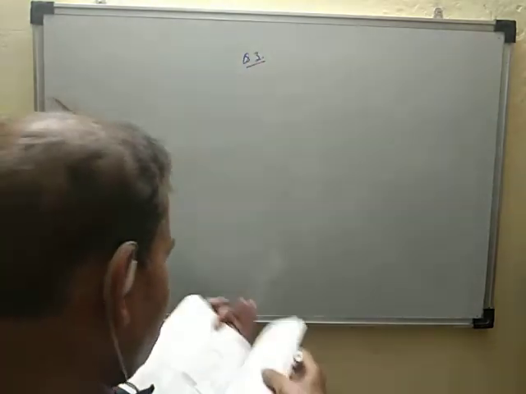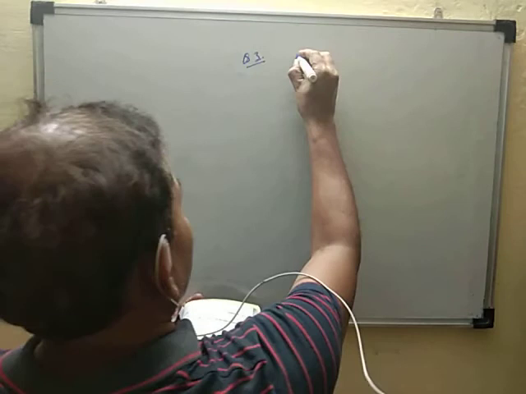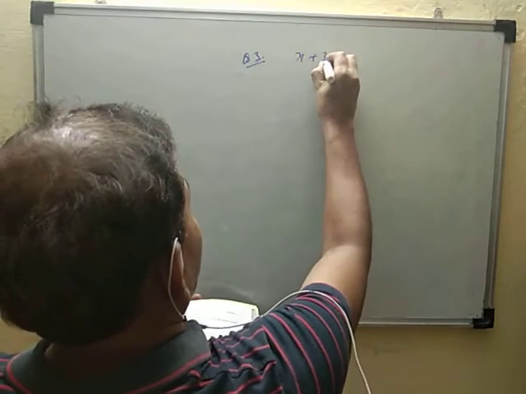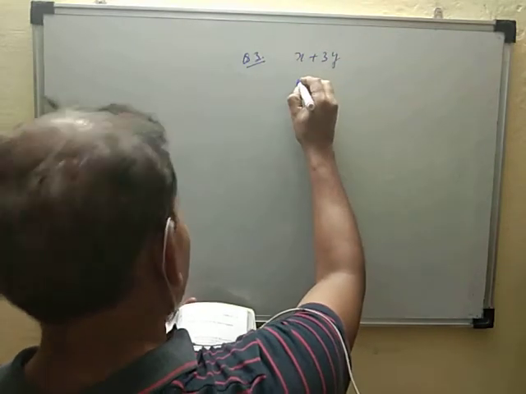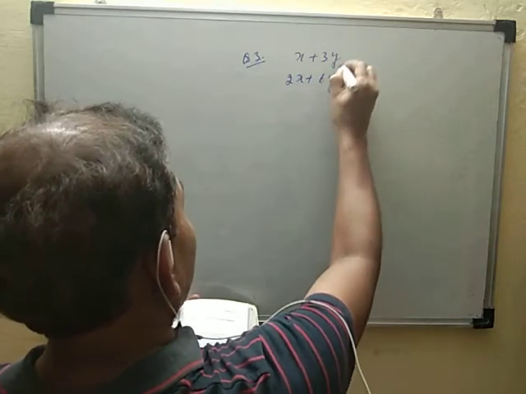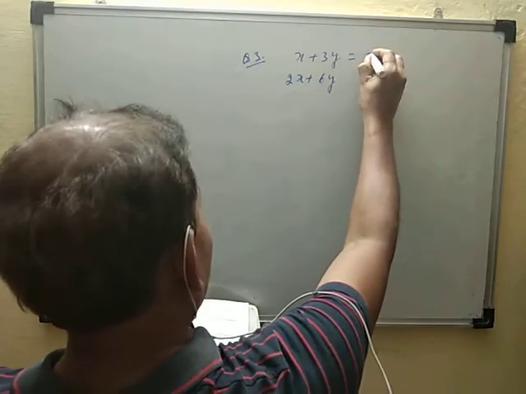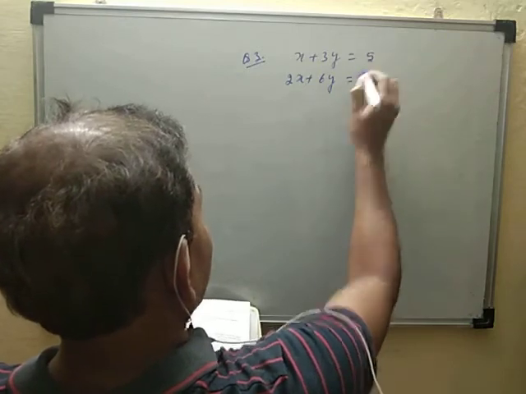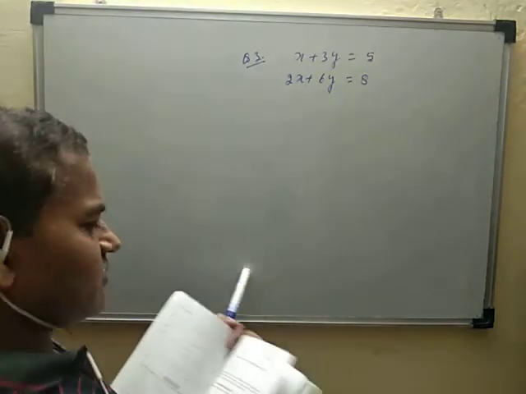Question number 3. The system is x plus 3y equal to 5 and 2x plus 6y equal to 8.